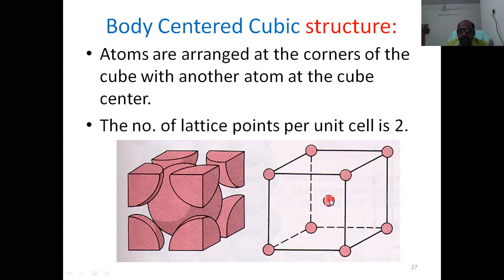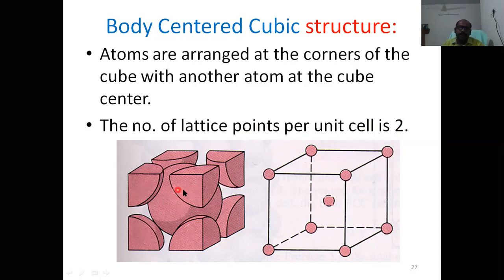It is totally confined to this unit cell only. It is not being shared by any other adjacent unit cells. Its contribution is 100%, that is 1. And the corner points' contribution is 1. Totally 1 plus 1, we get 2. The number of lattice points per unit cell is 2.